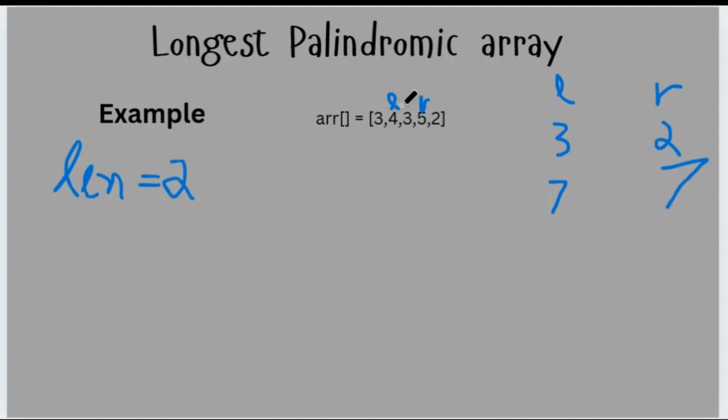We move the left pointer forward and decrement right as well. Now the left and right pointers are both pointing towards the same element, so we exit the loop. Since they are equal, we add 1 to the length. So at the end, the length of the palindromic array becomes 3.